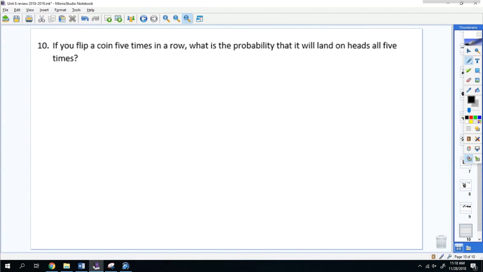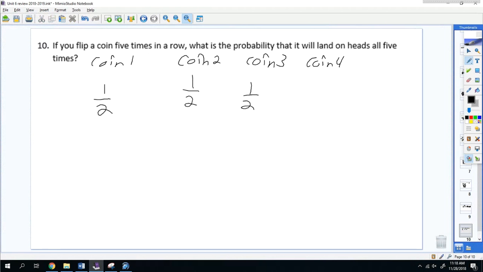Okay, last one. If you flip a coin 5 times in a row, what's the probability that it will land on heads all 5 times? So if I give you coin 1, you have a 1/2 chance of getting heads. Coin 2, you have a 1/2 chance. Coin 3, you have a 1/2 chance. Coin 4, you have a 1/2 chance. And coin 5, you have a 1/2 chance. So then all you have to do is multiply these together. So 1/2 times 1/2 is 1/4, times 1/2 is 1/8, times 1/2 is 1/16, times 1/2 is 1/32.